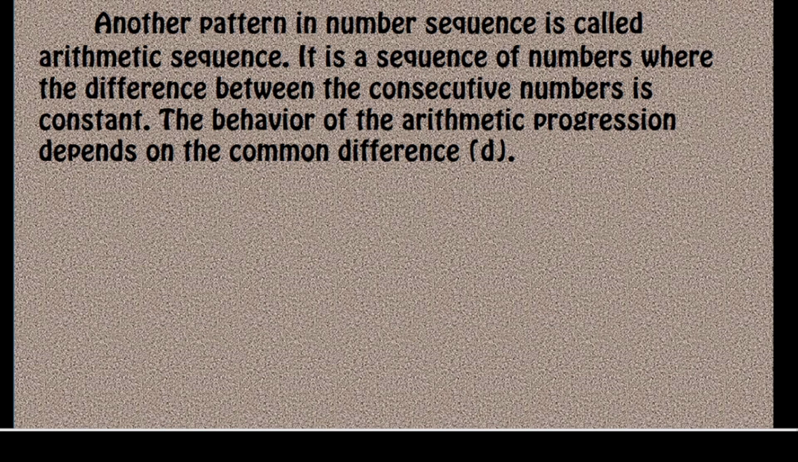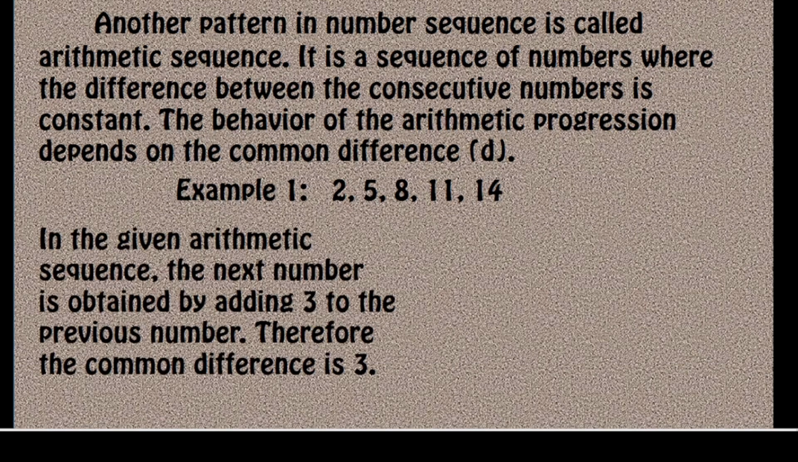It is a sequence of numbers where the difference between the consecutive numbers is constant. The behavior of the arithmetic progression depends on the common difference or letter D. Example, 2, 5, 8, 11, 14. In the given arithmetic sequence, the next number is obtained by adding 3 to the previous number. Therefore, the common difference is 3.